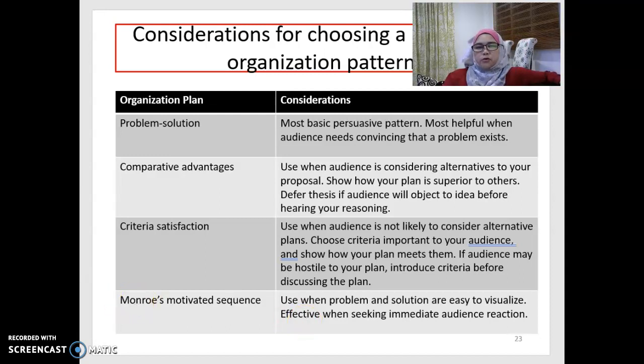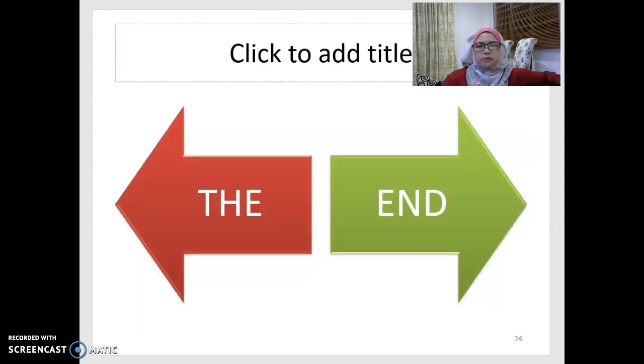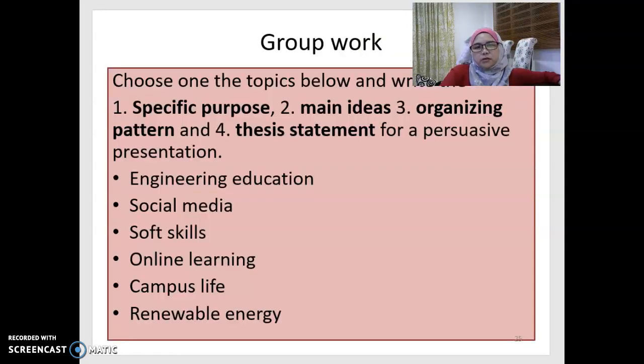Okay, so there we go. That's all that I need to tell you about persuasive oral presentation. So you're going to be all set, all ready to do your persuasive oral presentation. But before that, I would like you all to do this exercise. You start thinking about it, and when you come to class, I want to hear your answers. Okay, so this is group work.